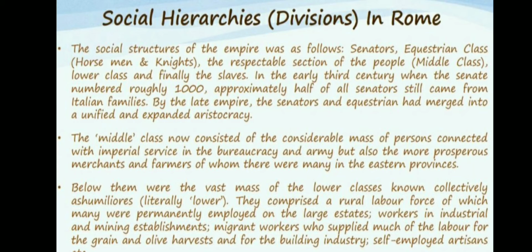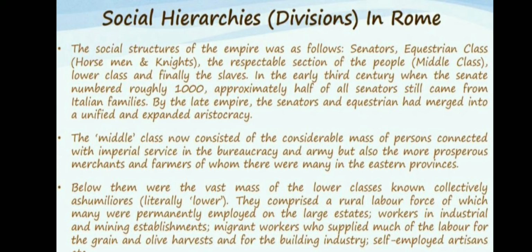Then in the early 3rd century, when the Senate numbered roughly 1,000, approximately half of all senators still came from Italian families. By the late empire, the senators and Equestrians had merged into a unified and expanded aristocracy. The middle class now consisted of the considerable mass of persons connected with imperial service in the bureaucracy and army, but also the more prosperous merchants and farmers, of whom there were many in the eastern provinces.